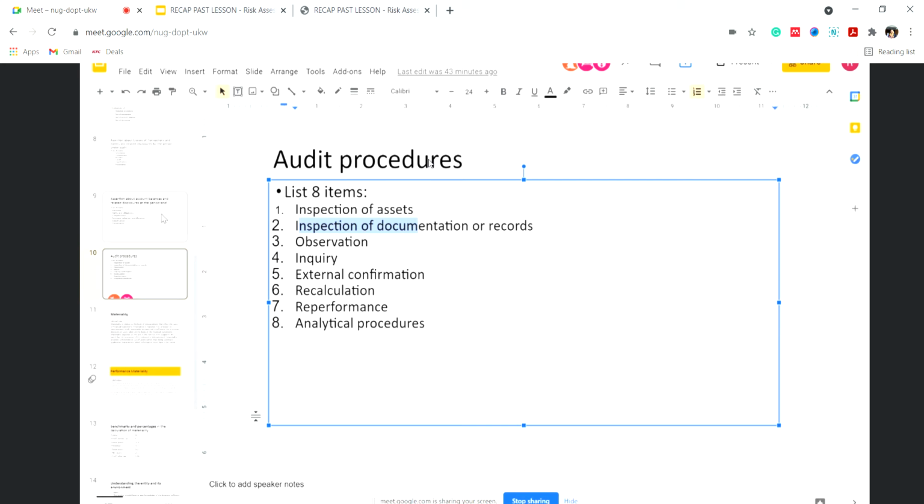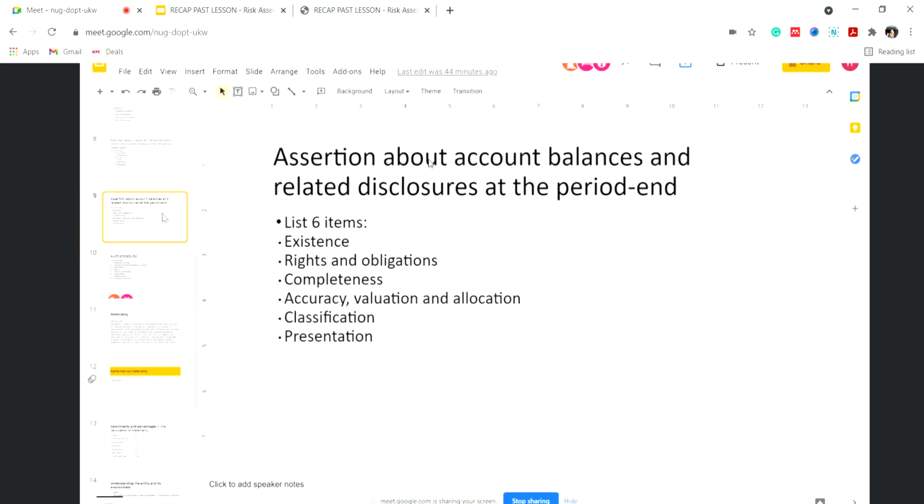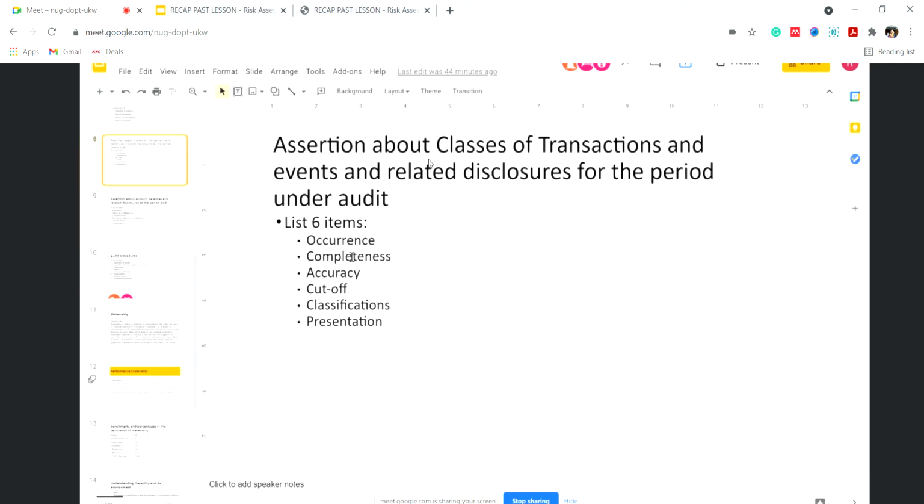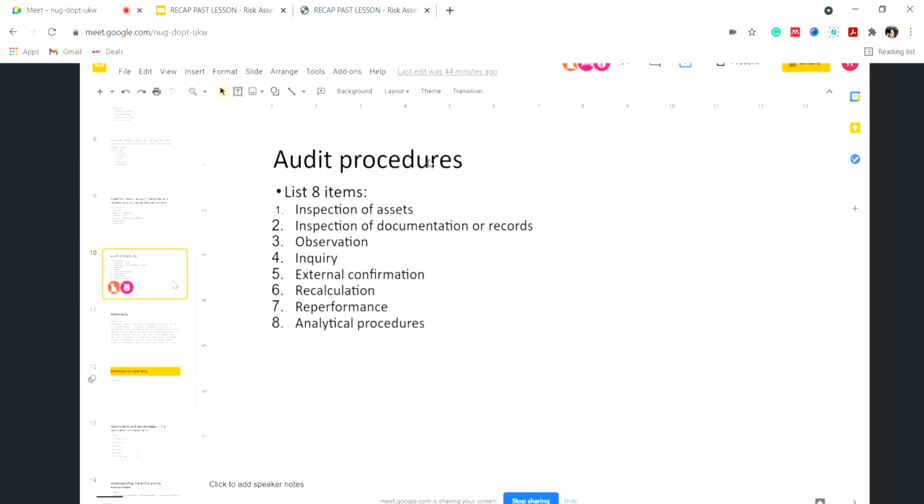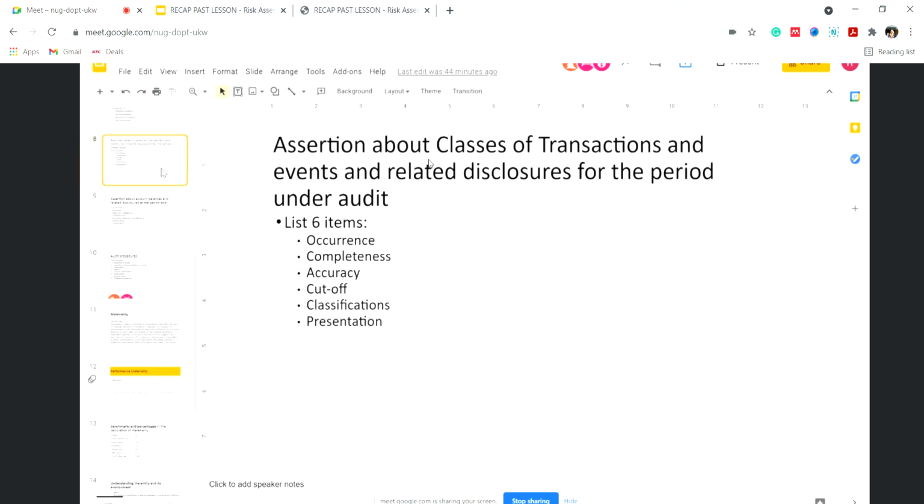So the audit test will look at the completeness of the invoice. That should come under completeness under transaction, because it involves invoices. So that is the meaning of audit procedures here: they must be able to achieve the audit objective. If you choose the wrong procedures, you will not be able to achieve the objective.